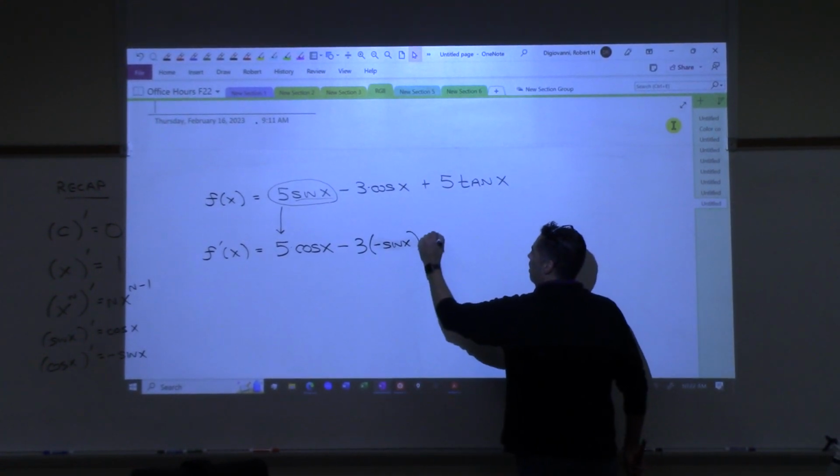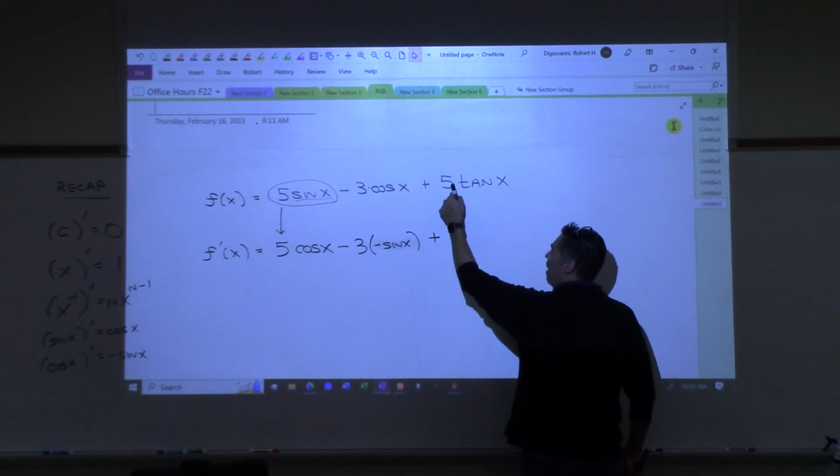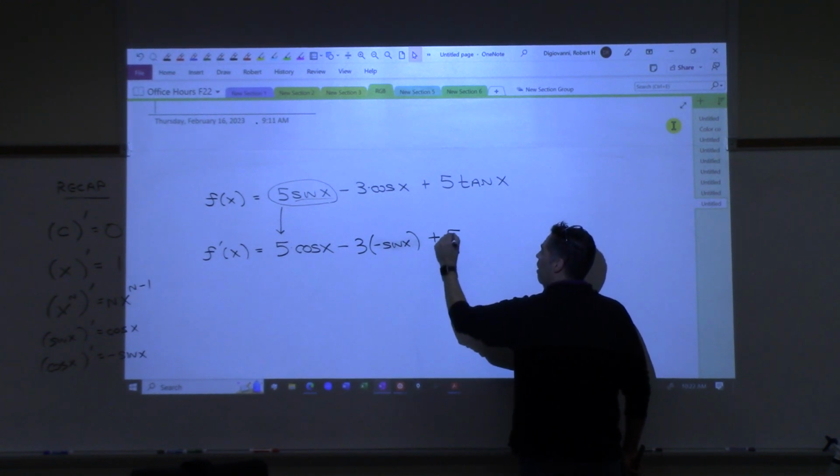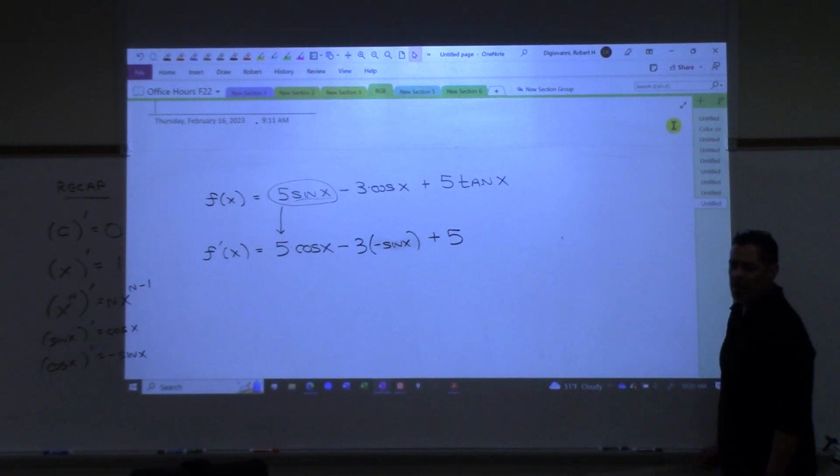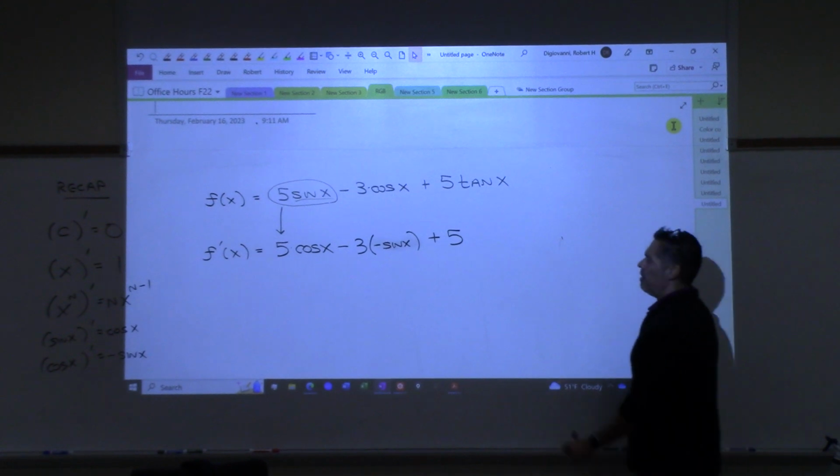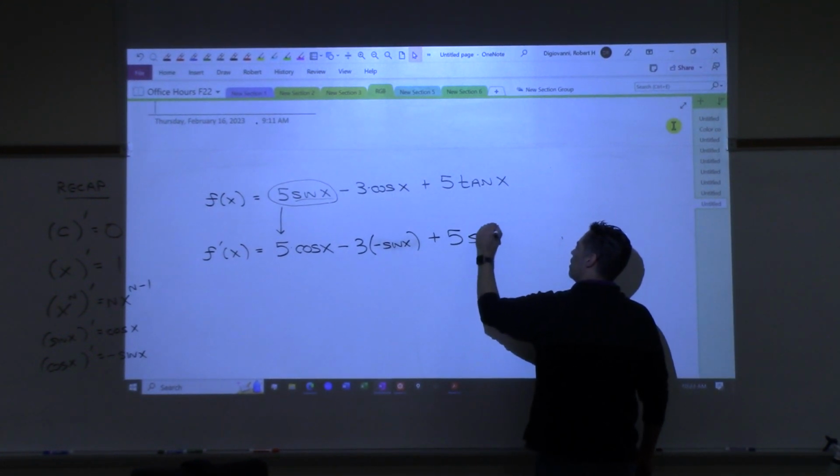Then I have a plus. It comes down, and then I have the 5 attached to the tangent. The 5 will come for the ride, and then I just say, hey, what's the derivative of tangent x? Secant squared x.